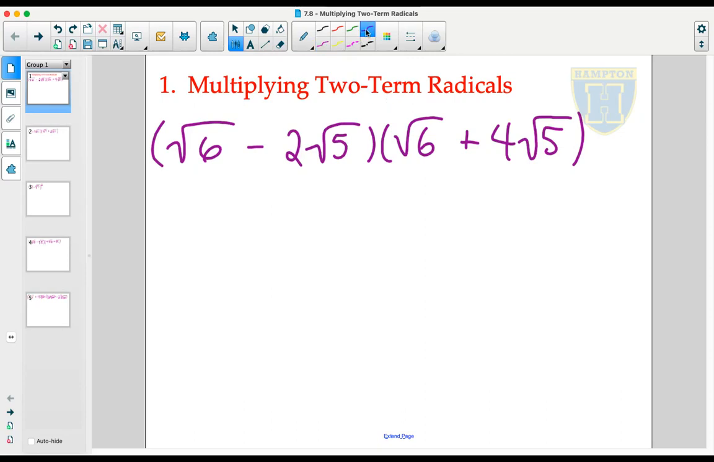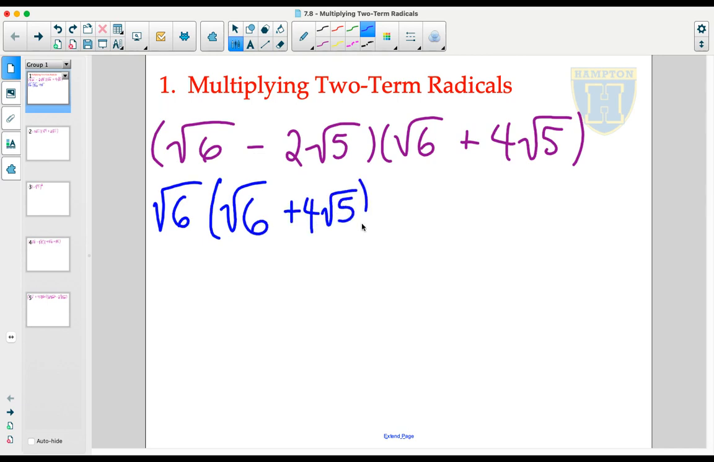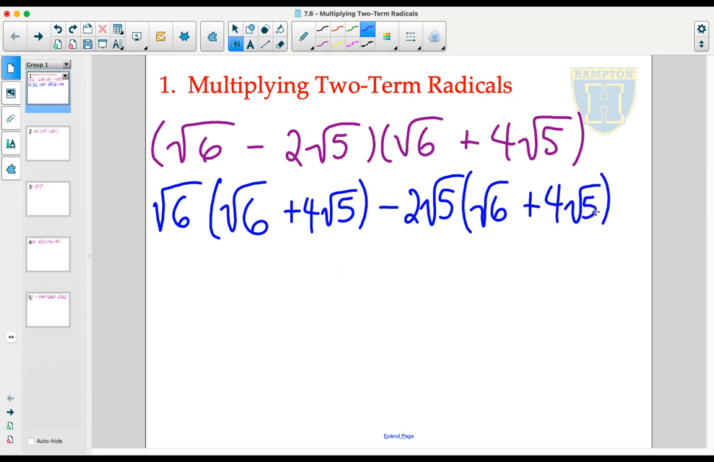When we multiply two-term radical expressions, we use the same process that we used for multiplying two-term polynomials. We can think of applying the distributive property twice: once for the first term of the first expression, and then again for the second term of the first expression. And then each one of these multiplications is done over the distributive property.